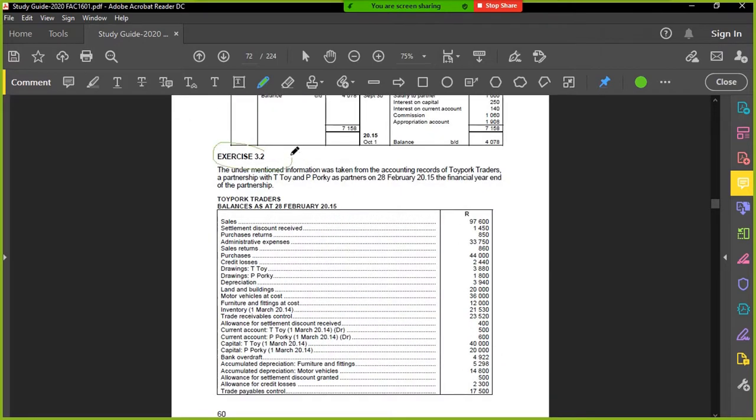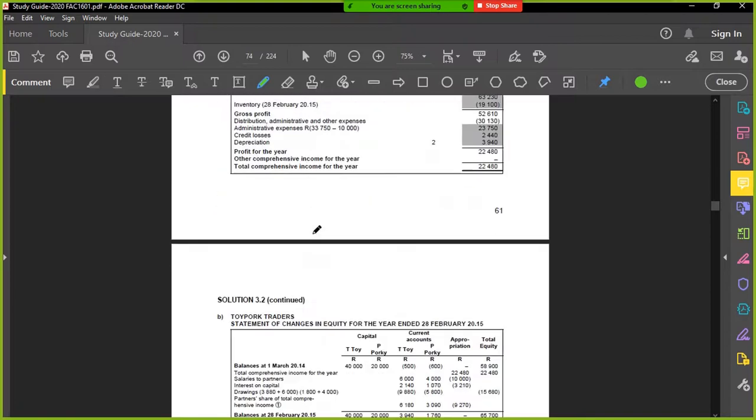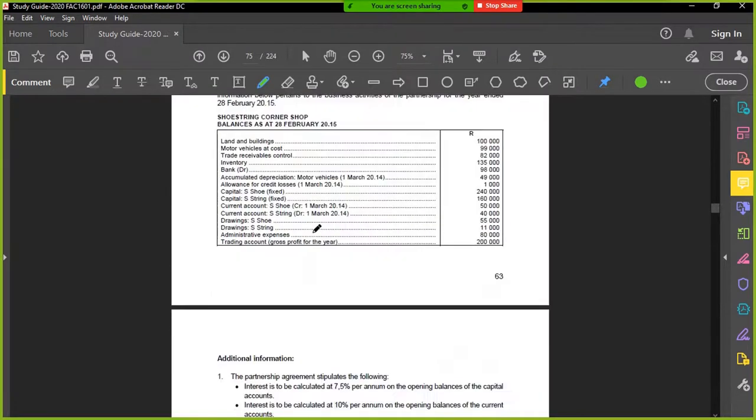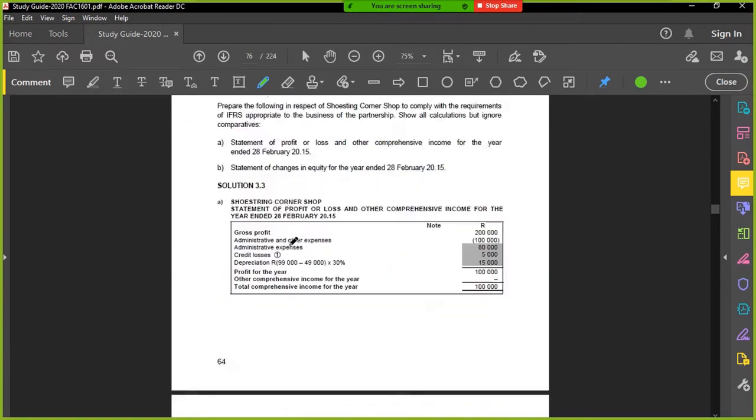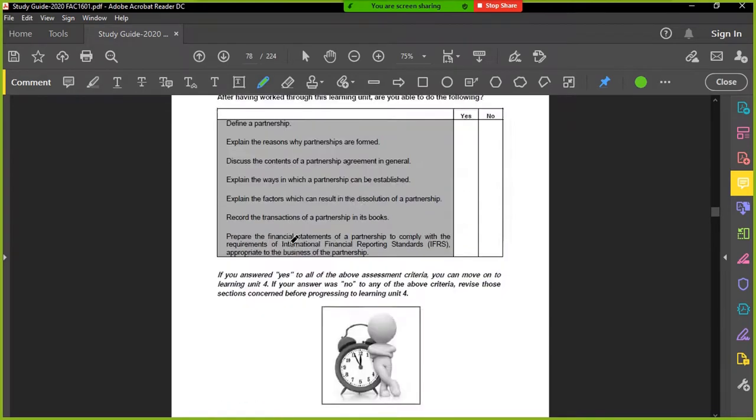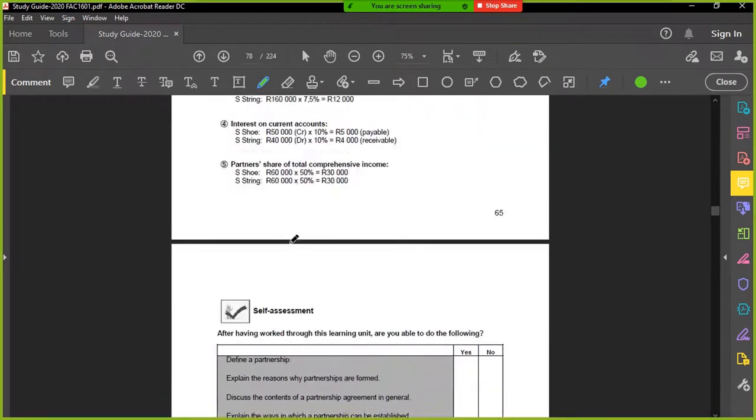Okay, we can do exercise 3.2. Do they give you another one? Or is that it? Okay, they give you another one. All right, so let's do 3.2 and 3.3 next week. Is there more? Is that it? Okay, that's it. All right, then we can complete that little bit.